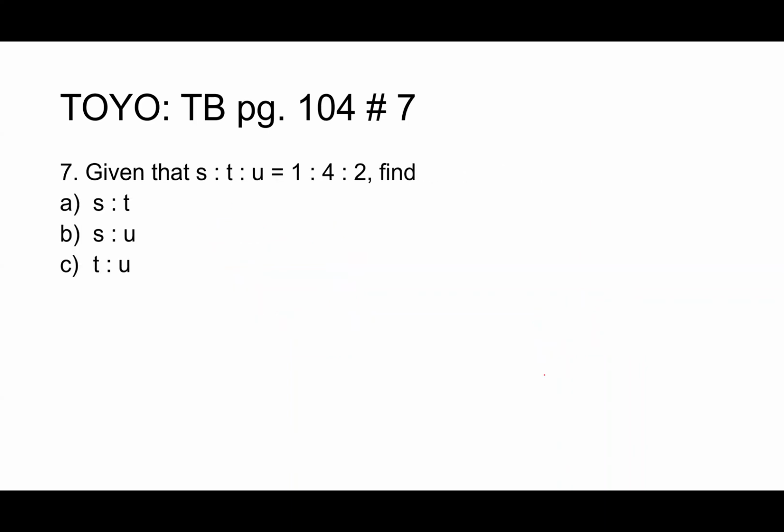All right. Letter A. Gabby, can you help me with that one? Yeah. Okay, so I did, so S to T is 24. 1 to 4. Great job. So we have S to T to U is 1 to 4 to 2, and we found S to T. Okay, how about letter B? Now we want S to U. Tyler, what do you have there? 1 to 2. 1 to 2.